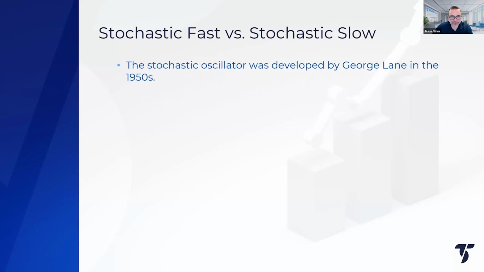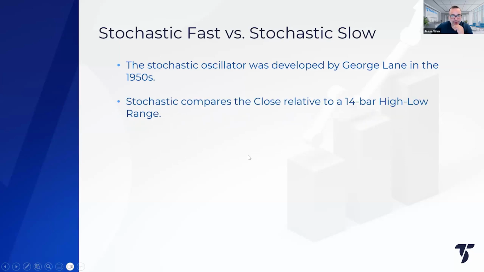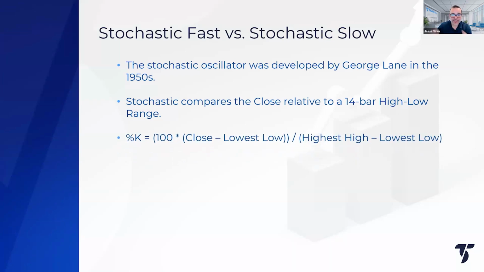The stochastic oscillator was developed by George Lane in the 1950s. It compares the close relative to a 14-bar high-low range, exactly what we talked about: the 14-bar high-low channel and where the closing price is in relationship to that channel. This is a specific formula that's plugged into the chart. It takes the close minus the lowest low, and the highest high minus the lowest low to know the spread of that channel. Then it divides the distance of the close to that lowest low into the whole channel, and that gives you a number. It's multiplied by 100, and this is called percent K.